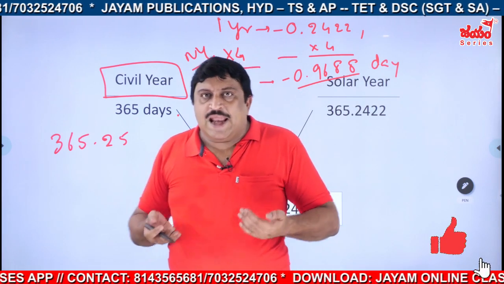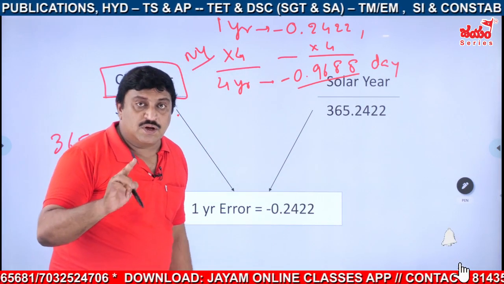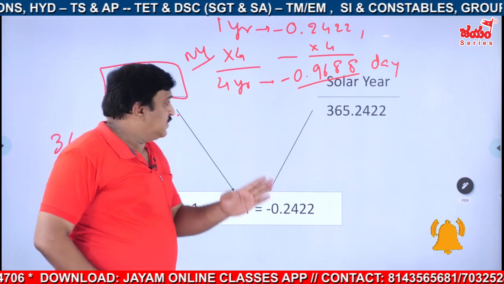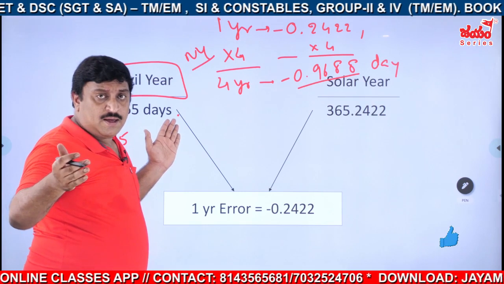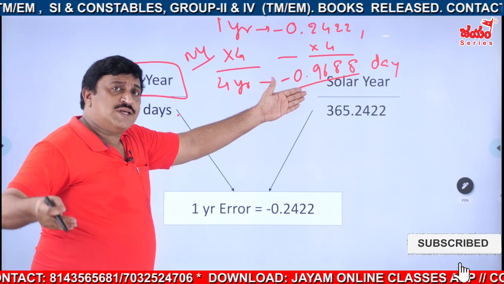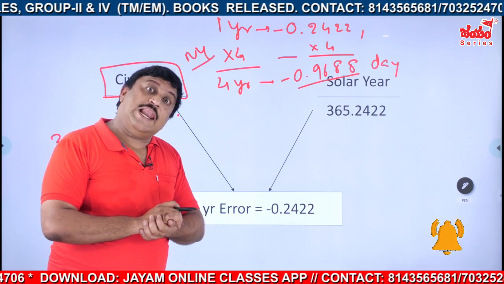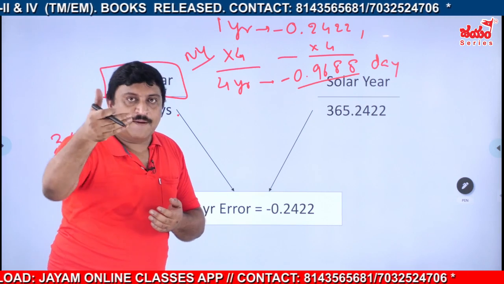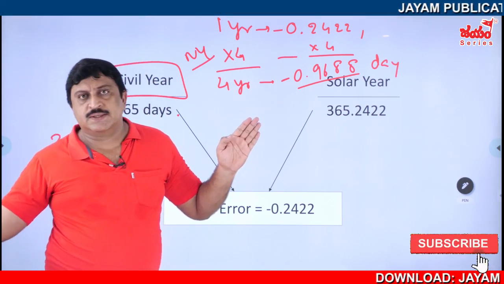So since it is 1 year less than the civil year, that is 365 days we are taking, understood this one? Now it was added, 1 year for leap year. Sorry, 1 day. 1 day as a leap day, that is.